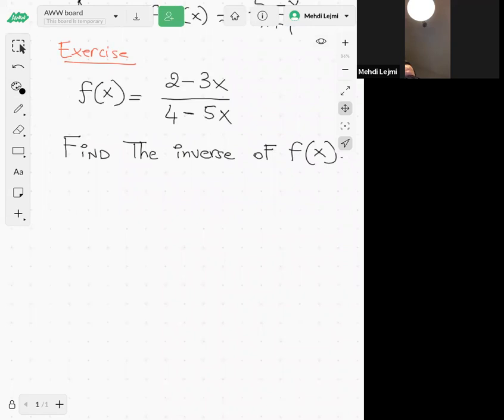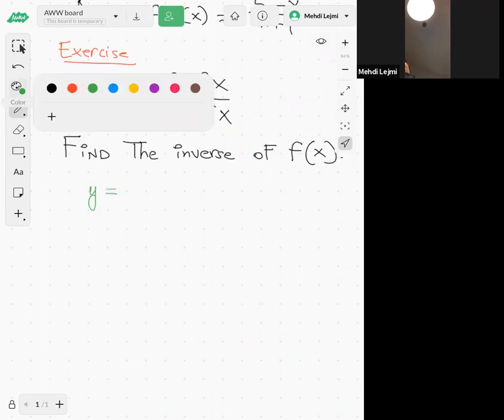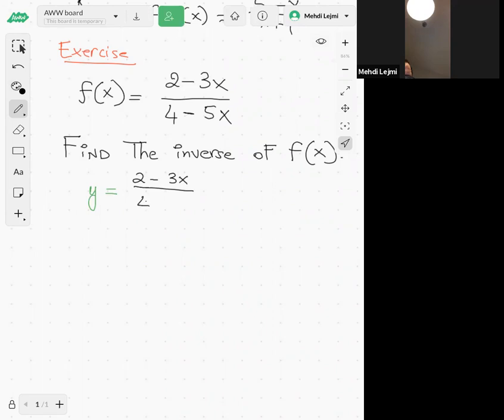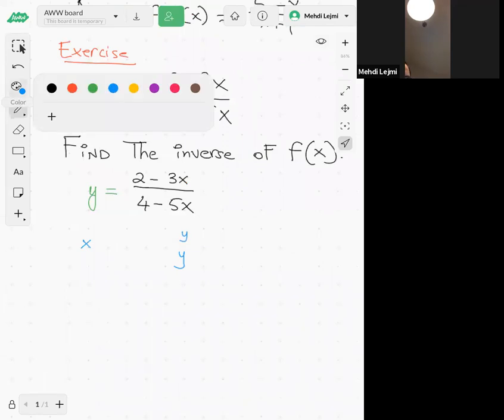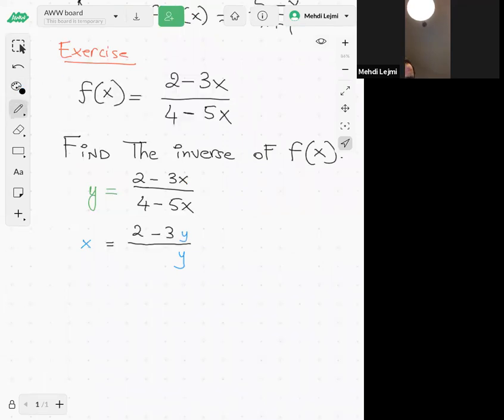So first, as I said, f of x becomes y. So this is now y equal to 2 minus 3x over 4 minus 5x. And then you interchange x and y. So y becomes x, and x here becomes y. So it's x equal to 2 minus 3y over 4 minus 5y.